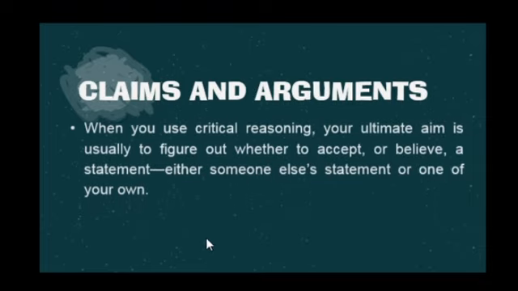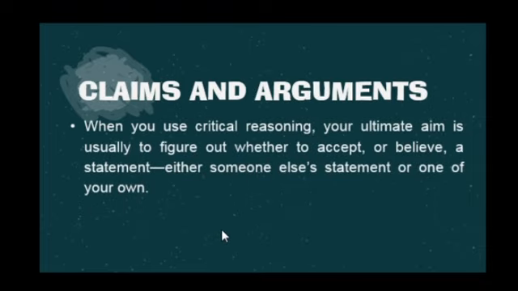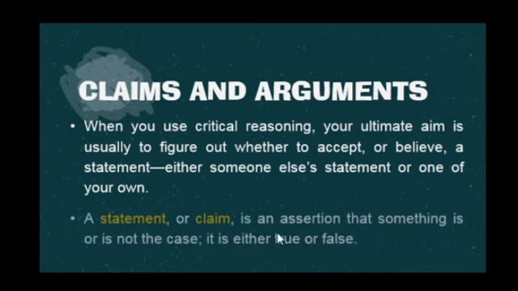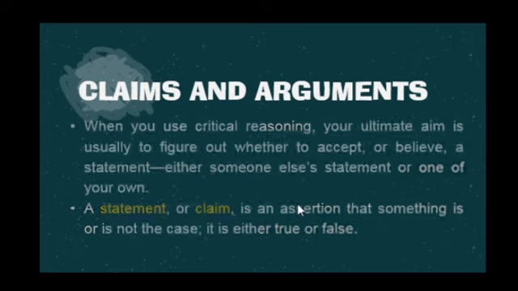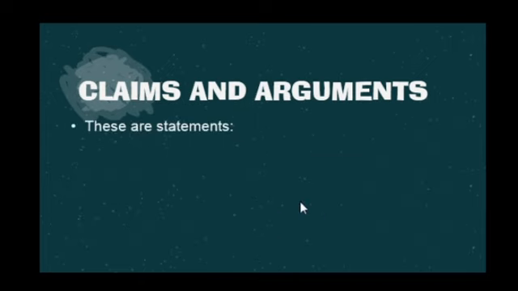Claims and arguments. When you use critical reasoning, your ultimate aim is usually to figure out whether to accept or believe a statement, either someone else's statement or one of your own. A statement or claim is an assertion that something is or is not the case. It is either true or false. These are examples of statements.